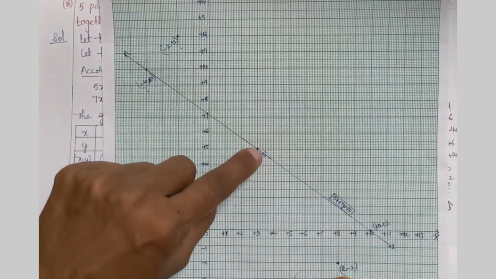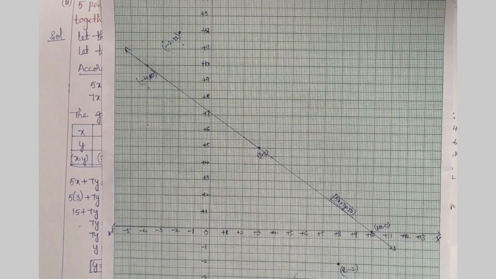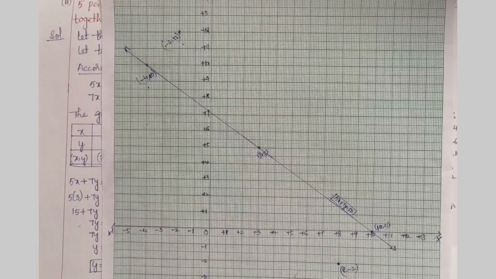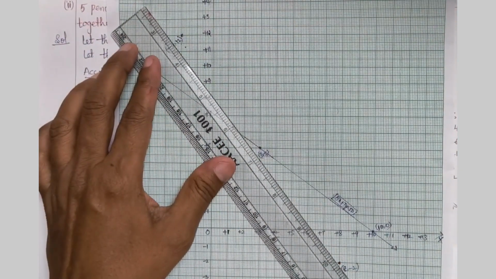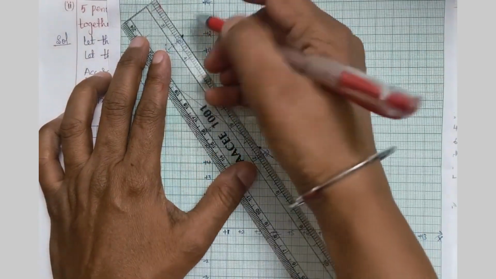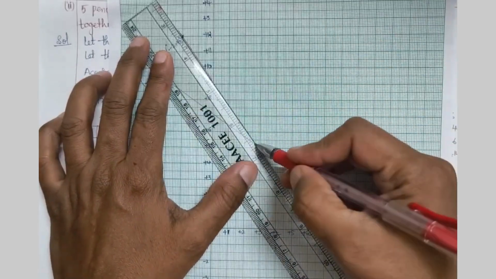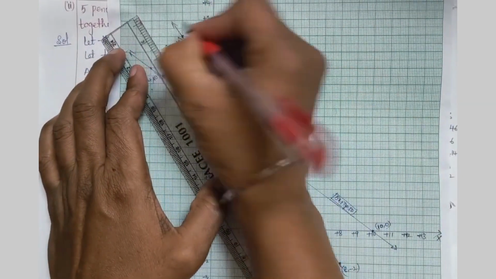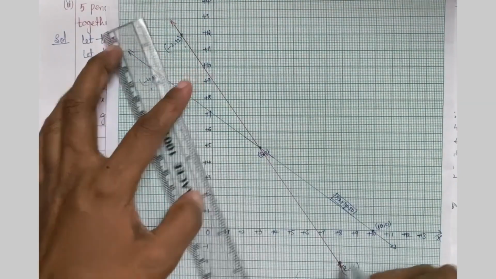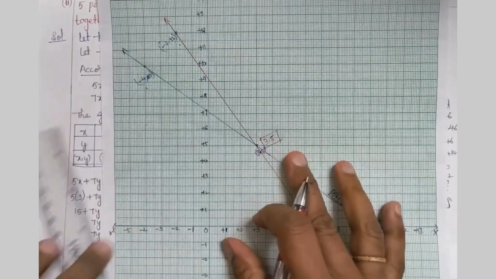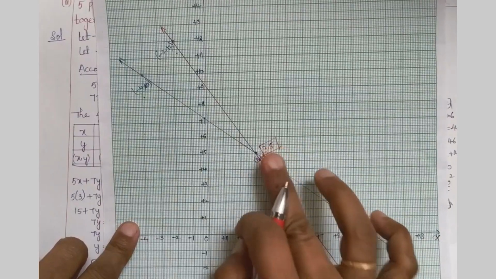So you have to join these. See here, I am joining. Next one I will join with a red pen. Carefully see here, no confusion. These 3 dots I will join with the red pen. See here, I am joining here. So here the meeting point, what is it? 3, 5 is the meeting point. Our x answer is 3, y answer is 5.